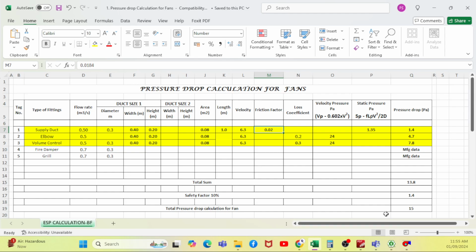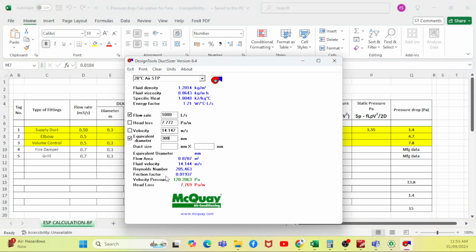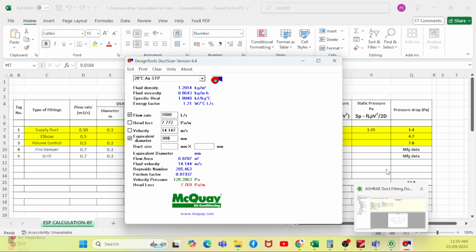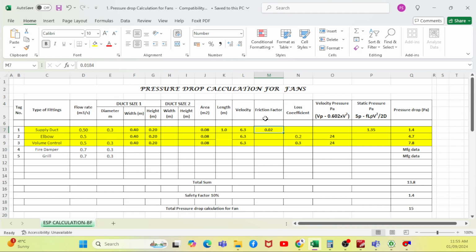The friction factor, you can get the values from the software itself. What is the friction factor, or using the ASHRAE also you can get the friction factor. So enter the value here. By using this value you can calculate the total static pressure.